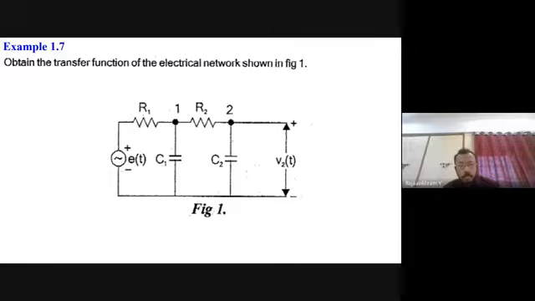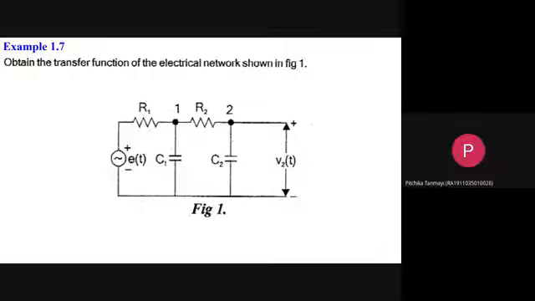Finish the diagram. Shall I move to the next slide? Shall I move on to the next slide? Yes, sir.